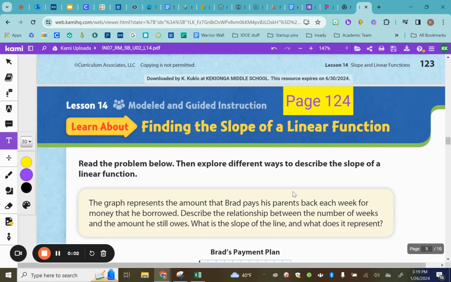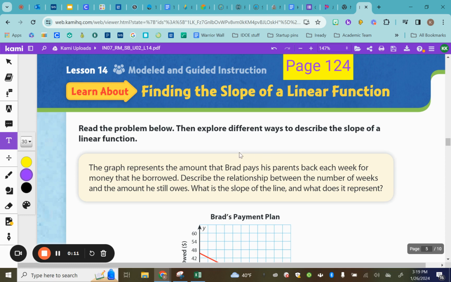Now in lesson 14, part 2, we're on page 124. And in this lesson, we're actually going to be calculating the slope. So we're going to calculate how steep the line is.